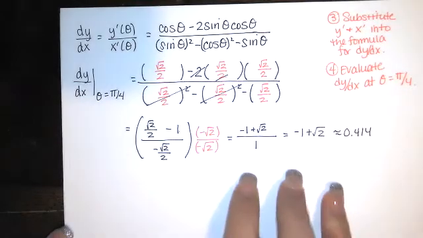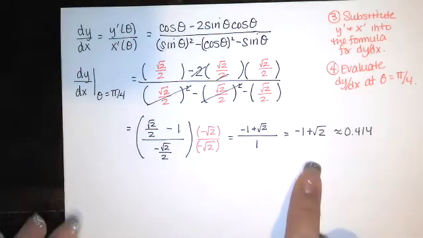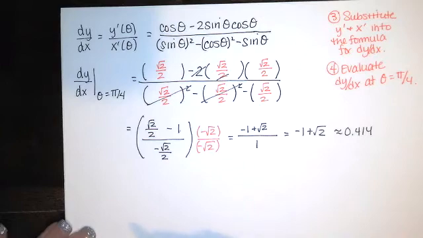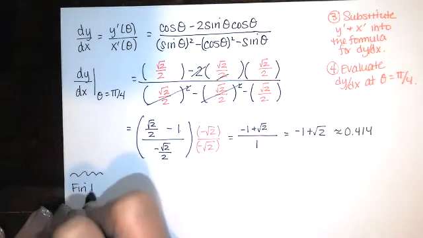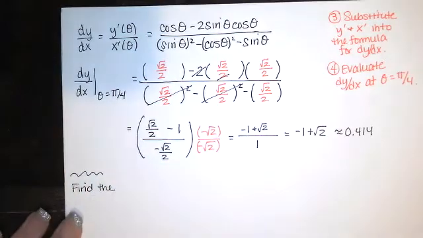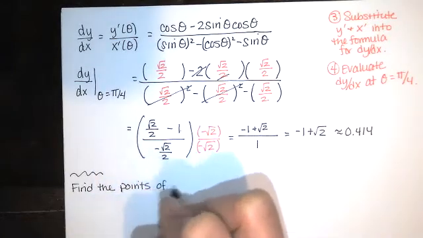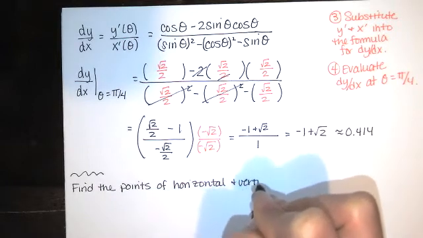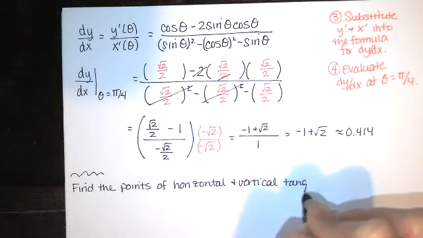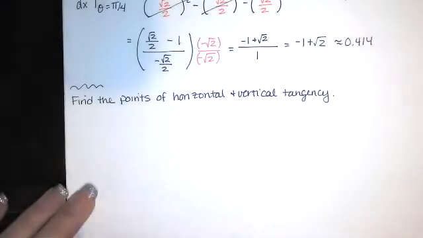Now it would be helpful if we could see the graph and see what this looks like. I think I want to do one more thing before we look at the graph of this. Now let's say we were given the same function and someone asks us to find the points of horizontal and vertical tangency to the curve. In other words, they're saying, where will we have a horizontal tangent line? Where will we have a vertical tangent line?